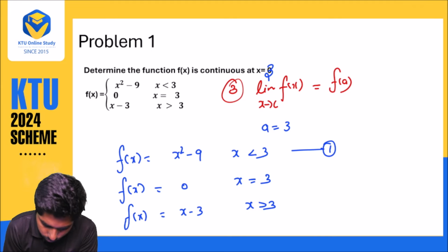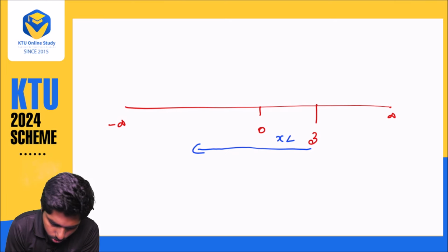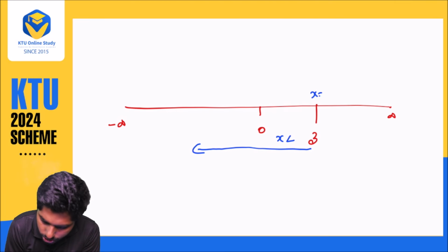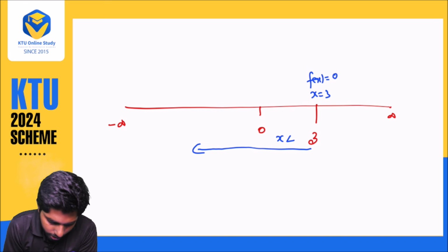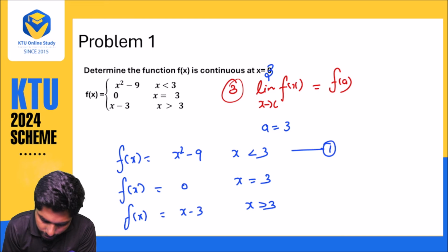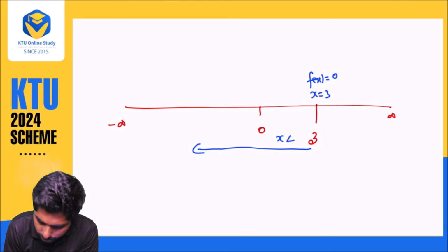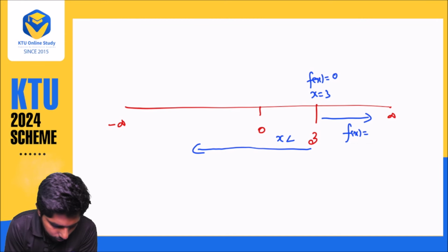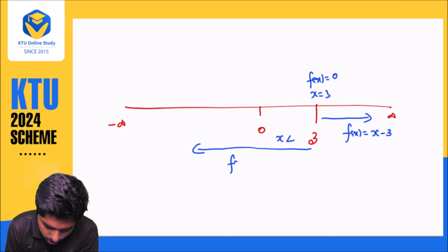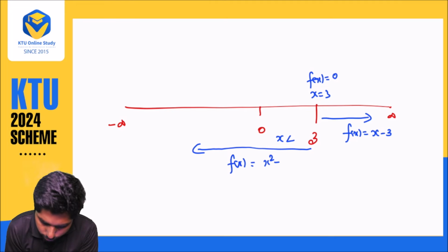And at x is equal to 3, f of x is equal to 0. When x is equal to 3, our f of x is equal to 0. And they are also mentioning when x is greater than 3. When x is greater than 3 means this direction. Here our f of x is equal to x minus 3. And here our f of x is equal to x square minus 9.